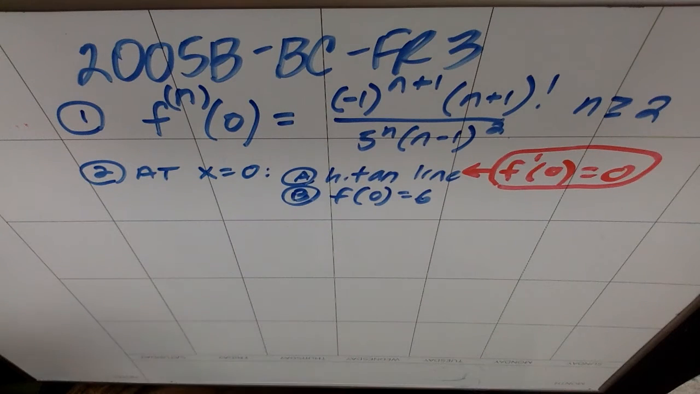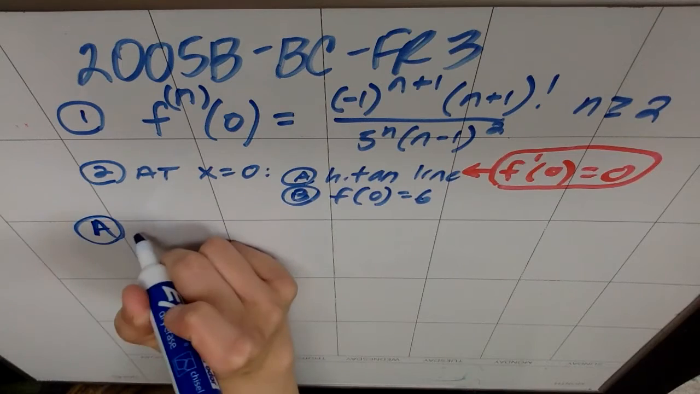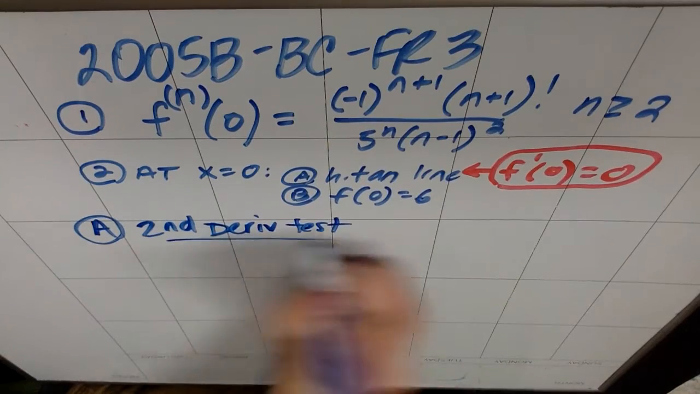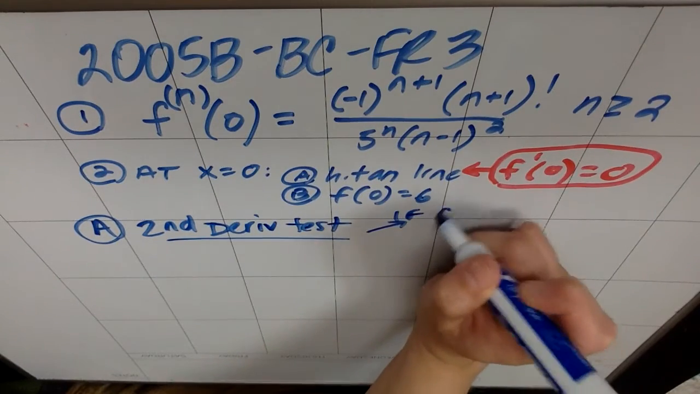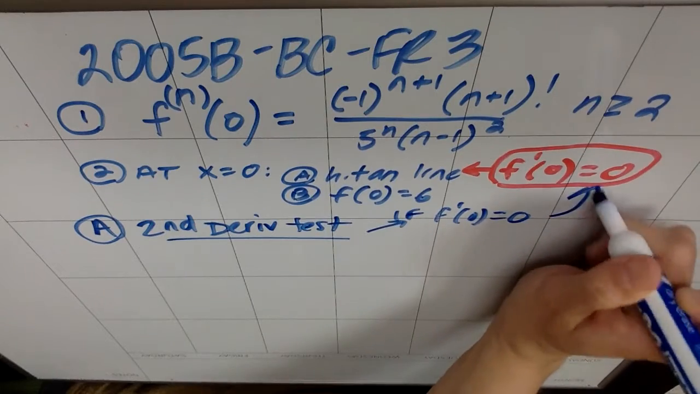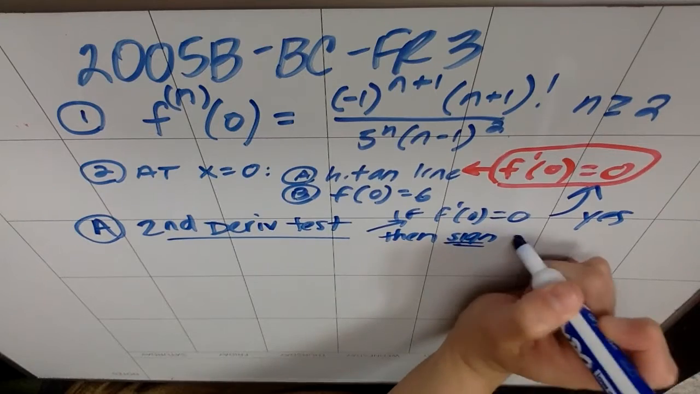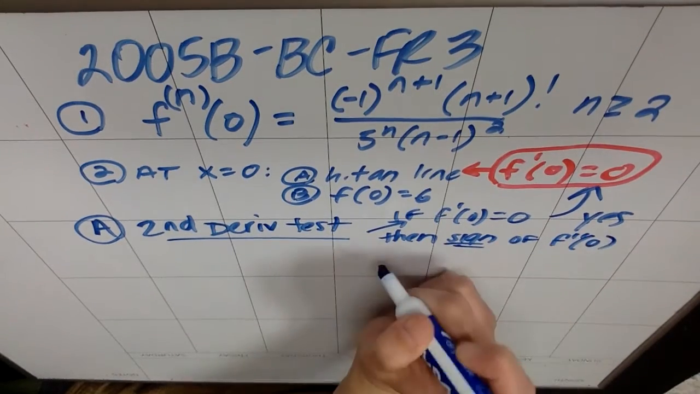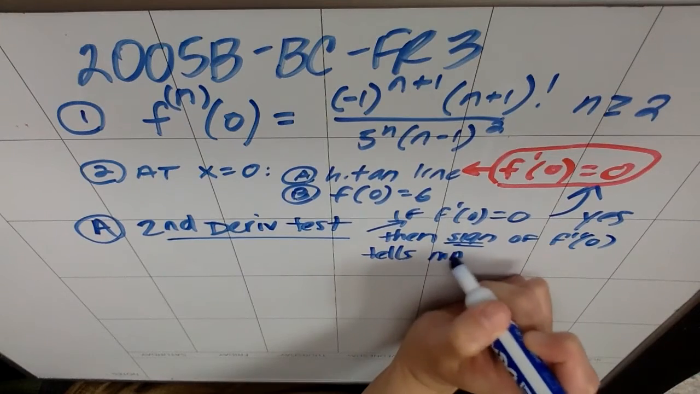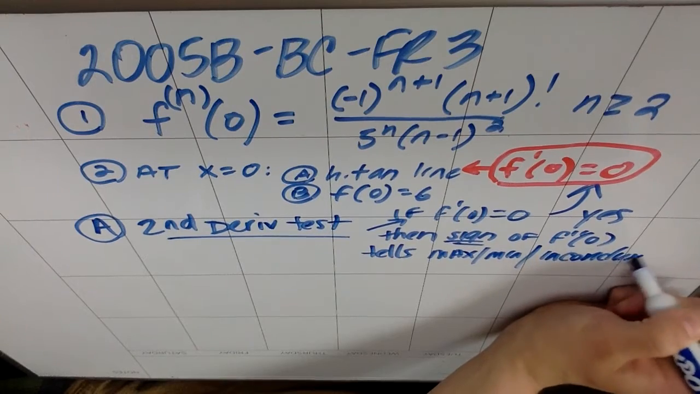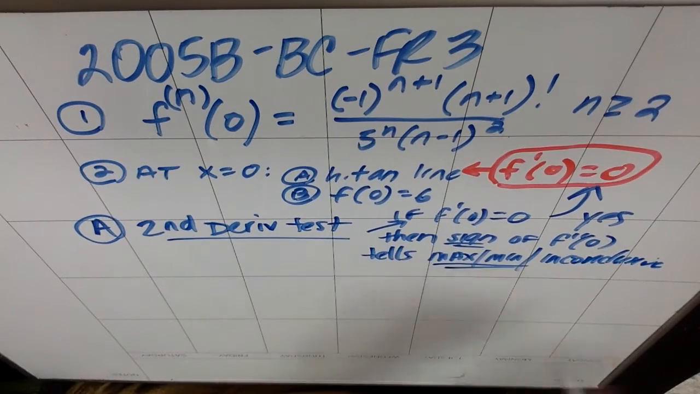Cool. So part A, determine whether f has a relative maximum, minimum, or neither at x equals 0, and justify your answer. Okay, so this is that second derivative test, right? They are 100% asking you to do the second derivative test. And keep in mind that what the second derivative test says is that if f prime of 0 equals 0, which, by the way, it totally is, then the sign of f double prime of 0 tells us if we have a max, a min, or something inconclusive, which if it's inconclusive, that's not actually the same as neither, so it's usually either max or min.